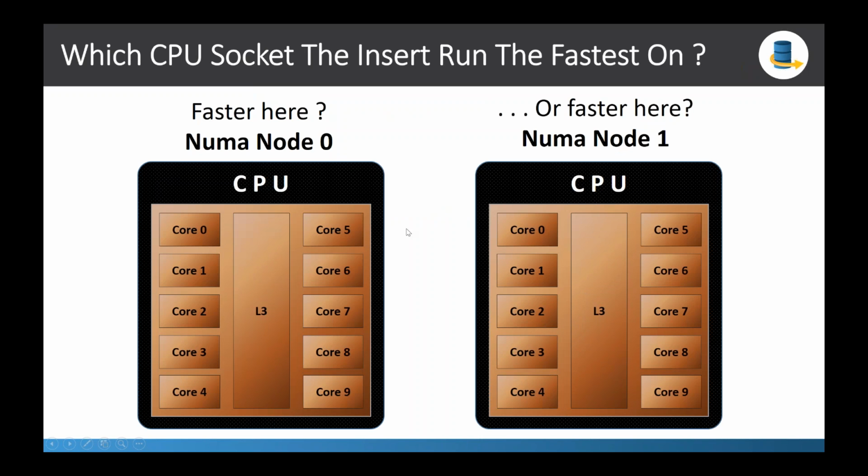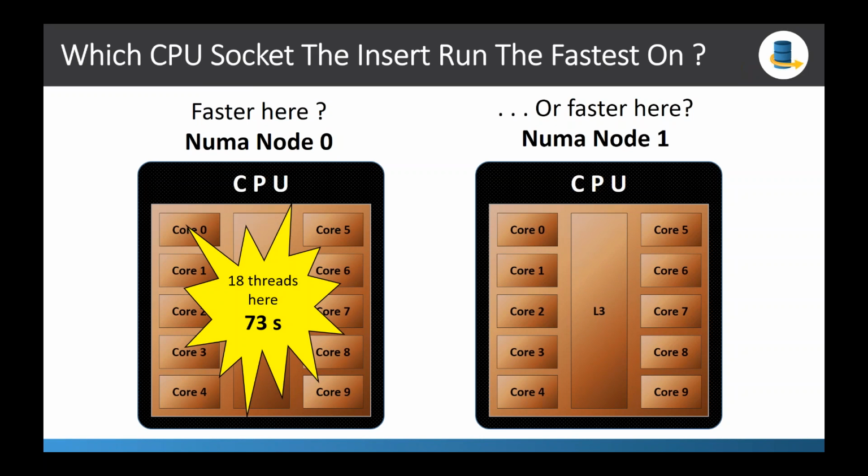Okay, so using the CPU affinity mask again, if we execute a workload on NUMA node 0, which is where the log writer lives, which normally owns the log cache access spinlock, using my test hardware I managed to run a concurrent insert workload of 18 threads on NUMA node 0, and it ran in 73 seconds.